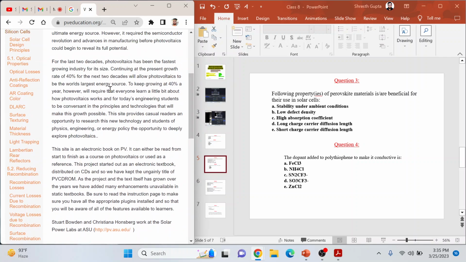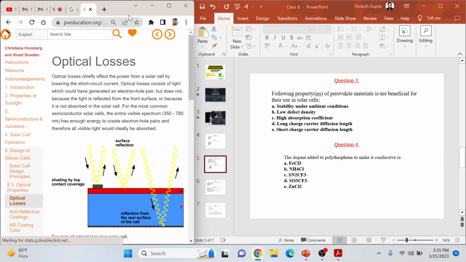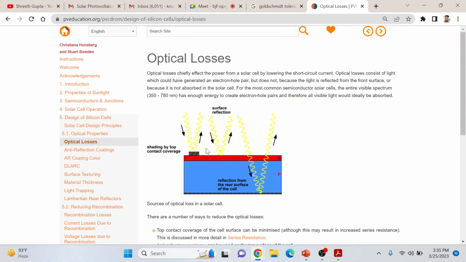see, the reflectivity thing that I was talking about comes in this optical losses, which I have already told you in the last class. The more and more surface reflection there will be, the lesser will be the contact, and this will get reflected more, and hence less light can enter into this.